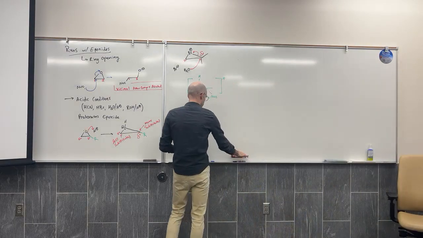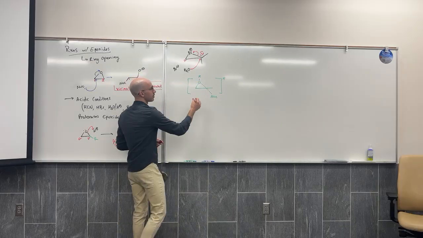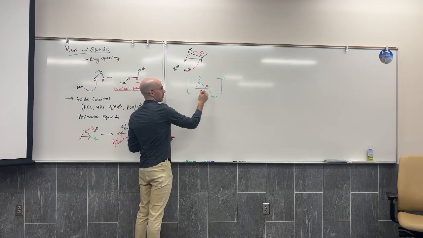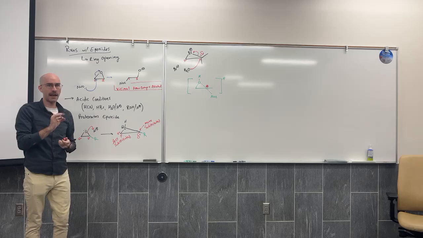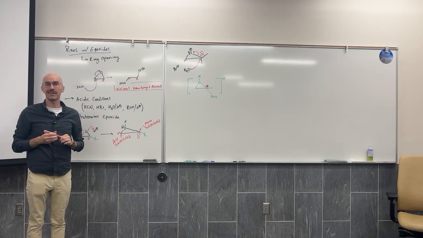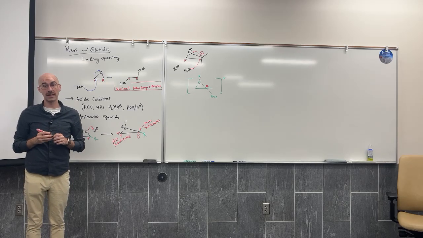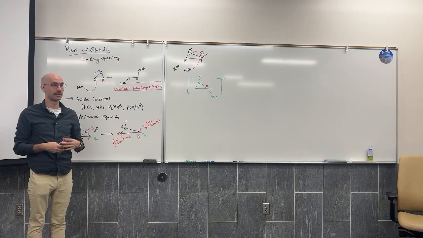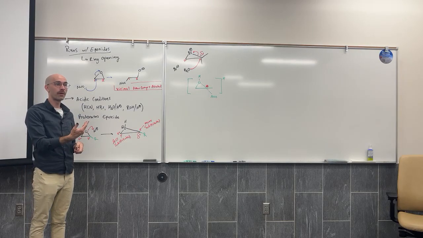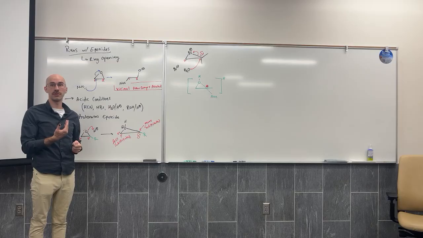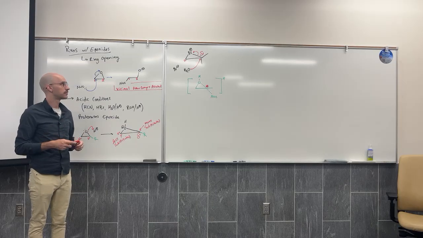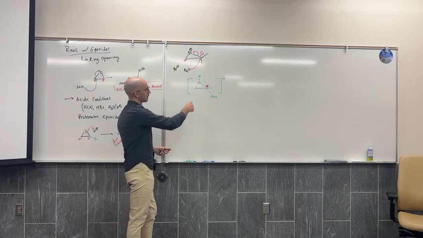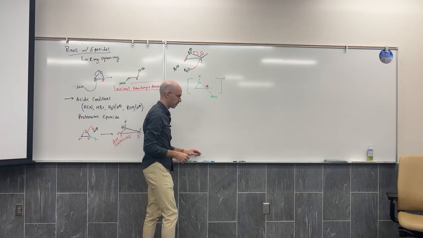And in this transition state, the positive charge is essentially at the carbon. And where is a positive charge more stable? At a more substituted carbon. So the nucleophile opens the ring from the more substituted position because it stabilizes that positive charge the most.